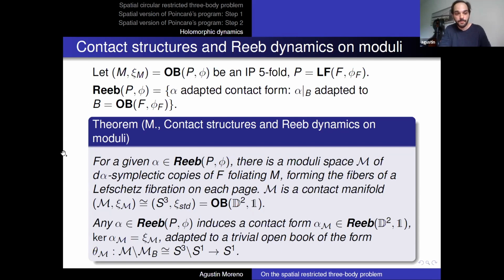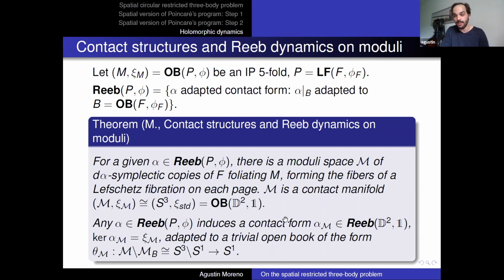So the theorem is, if you give me any alpha, which is iteratively adapted to the open book in this sense, I can find for you a moduli space of symplectic copies of the fiber at each page, where symplectic is with respect to the given alpha, so d alpha symplectic, adapted to the given dynamical system. And these fibers foliate M, and at each page they form the fibers of a Lefschetz fibration on each page. This moduli space M is not only an S3, but it's actually a contact S3. So it carries a contact structure psi M, which is supported by the trivial open book on S3.